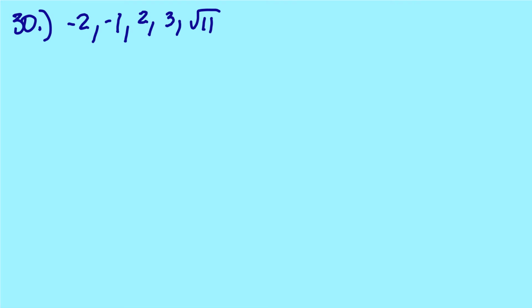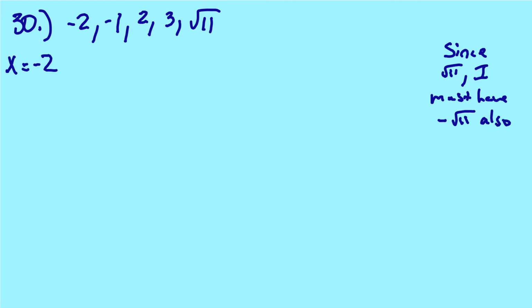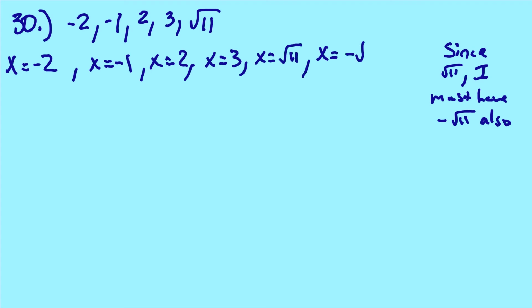Alrighty, 30, I have negative 2, negative 1, 2, 3, and radical 11 all as my solutions. So since I have radical 11, I must have the conjugate, negative radical 11, also. Since that's not written, I have to add that when I make my x's. So I have x equal to negative 2, x equals negative 1, x equals 2, x equals 3, x equals radical 11, and x equals negative radical 11.